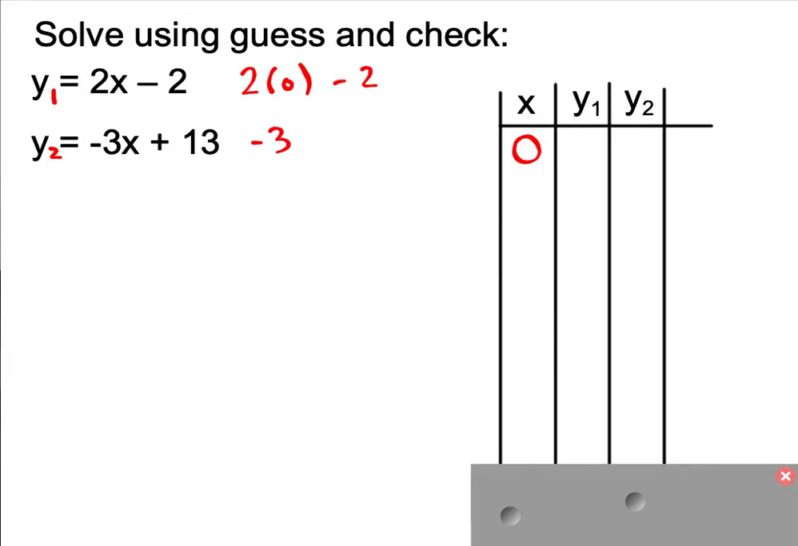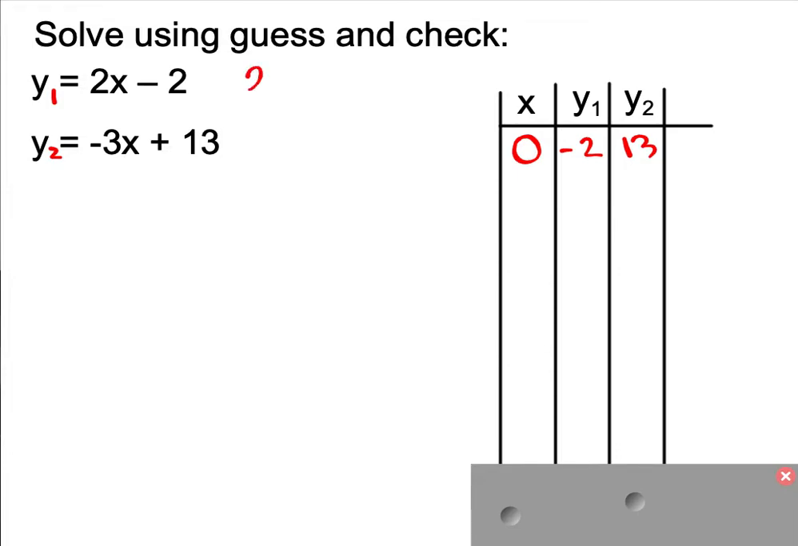If I plug in 0 here, that's... 2 times 0 minus 2 is negative 2. Negative 3 times 0 plus 13 is 13. Those are not the same, so we need to pick something else. Well, 0 is definitely not it. We could try something bigger than 0.